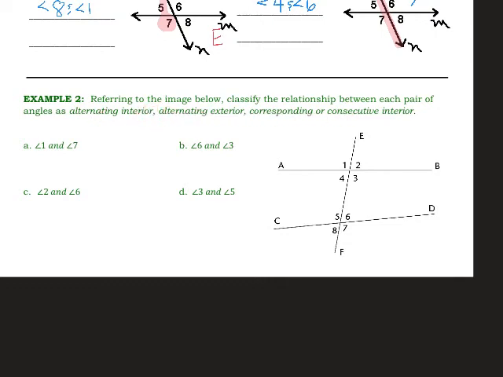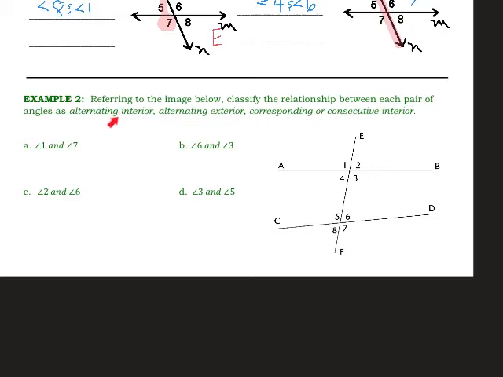Alternating exterior. So that's our first answer. Alternating exteriors. All right, let's look at the next set. The next set is focusing on 6 and 3. Are those interiors, exteriors, or one of each? Interiors. You have two options.